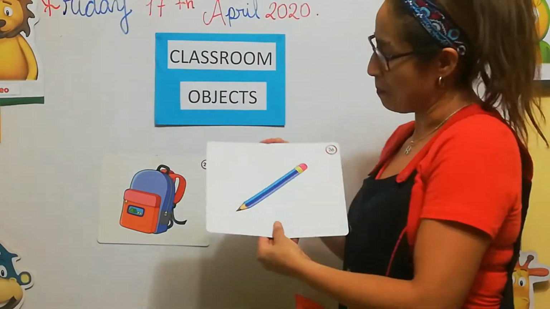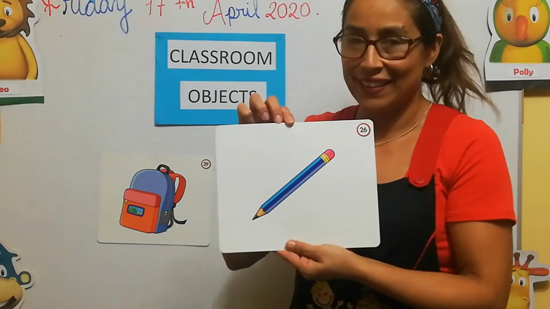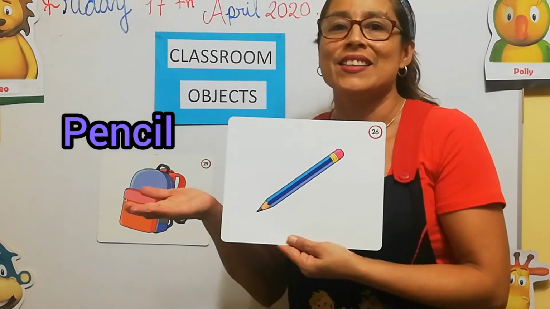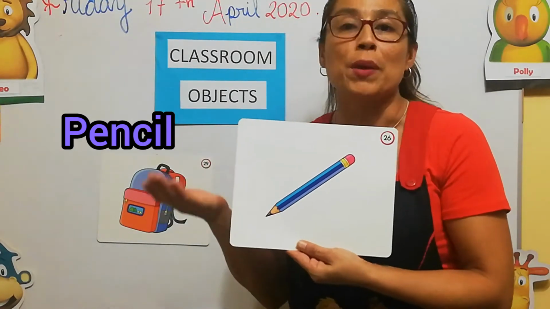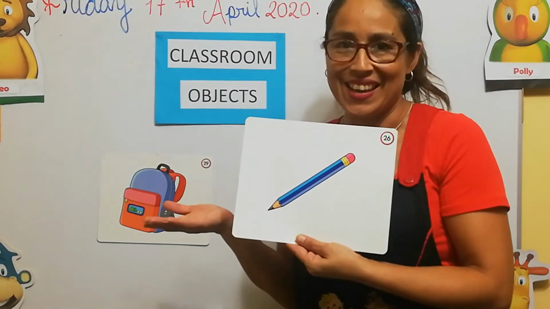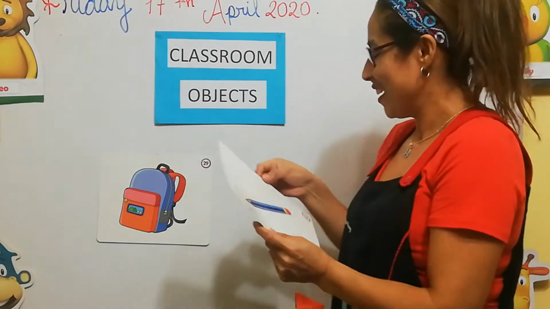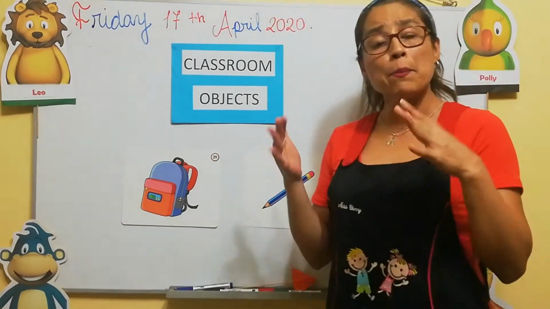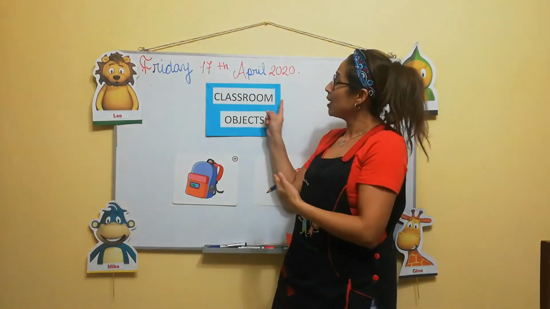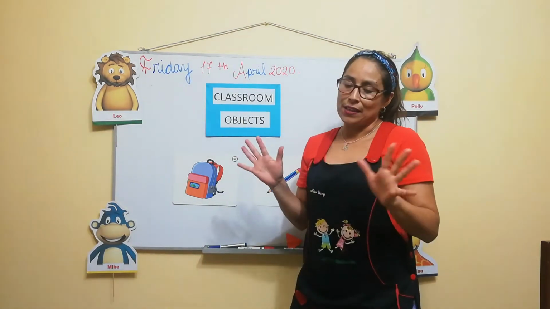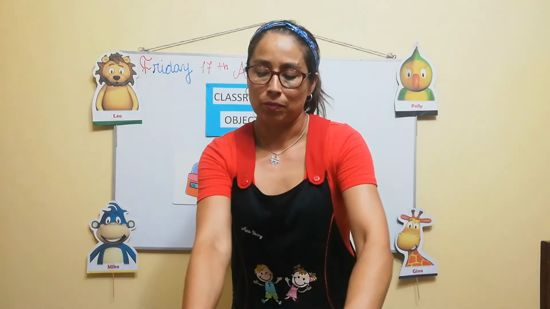Do you remember what's this? Pencil. Yes. Repeat. Pencil. Yes. Very good. Okay. Now. I'm going to present another classroom object. Alright? Okay, now, please, look.